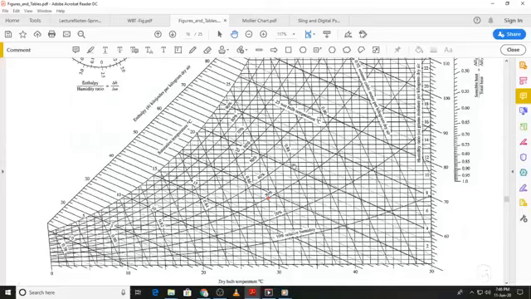The specific volume we will try to find out next, and just as we did earlier, we will draw a line of constant specific volume which passes through the state point that we are interested in. And you can see this is 0.86, this is 0.87, and we are almost at the center of these two values, so it will be around 0.865 would be the specific volume. Units will be meter cube per kilogram dry air. If you want a more accurate reading, you can of course use a scale. Right now I'm just reading these visually.